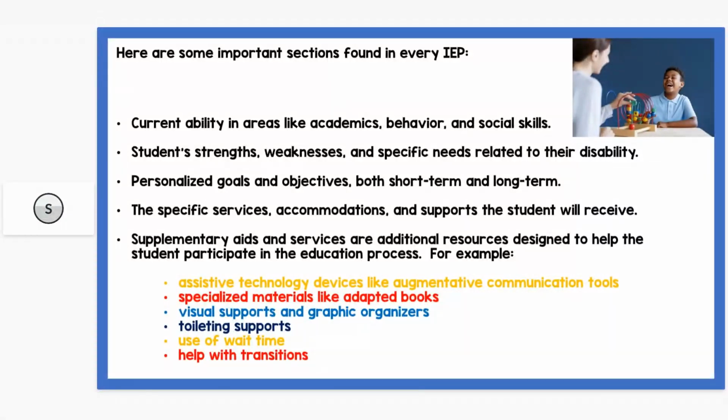And again, those look like assistive technology, look like adaptive books sometimes, visual supports, sometimes toileting supports or having to use the bathroom on a timer might be in the supplementary aids. It might say wait time or child needs help with transitions. There are a lot of things that people put in there that are very important.